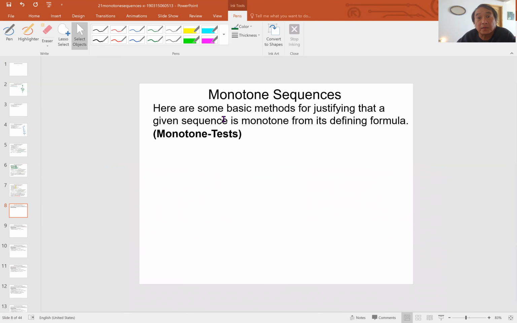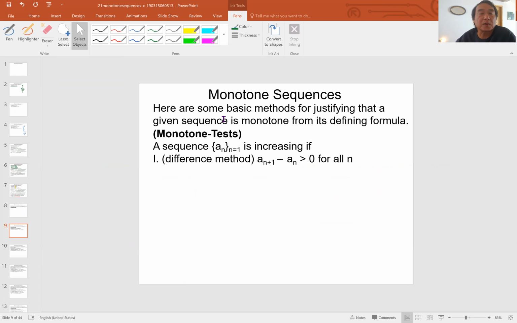How do we test for monotone? Well, let's do the example for an increasing sequence. We can do an algebraic test. What type of algebraic test? Well, if we know the formula, we can take the difference a_{n+1} minus a_n. The latter term must be bigger than the previous term, so the difference must be positive. If that is true for every n, then this sequence is an increasing sequence.